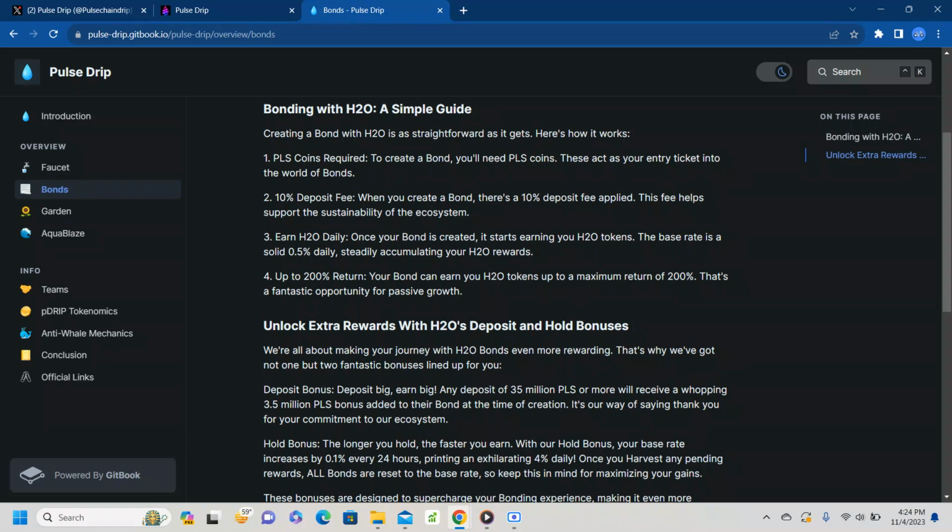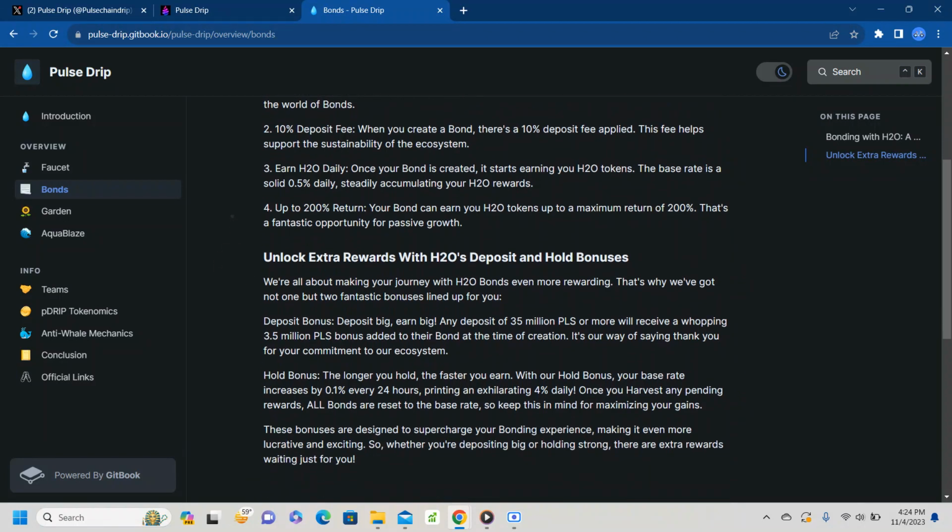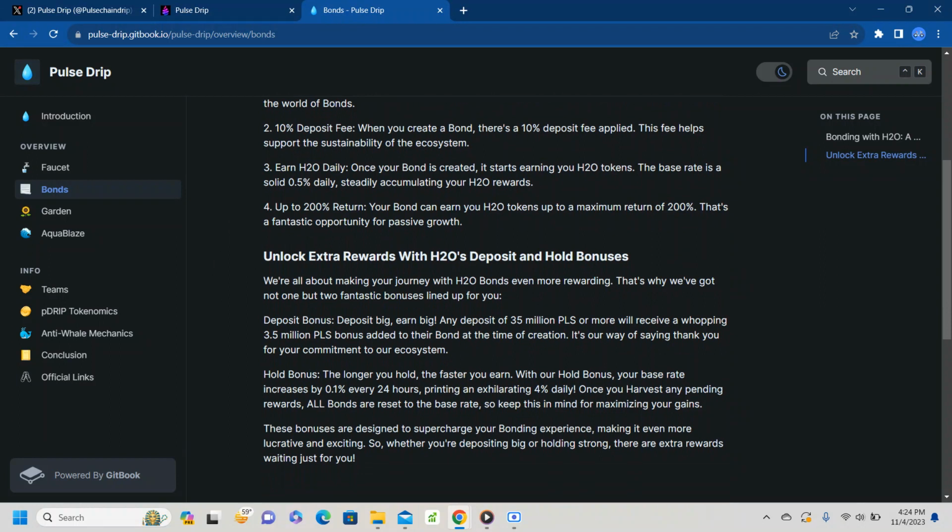There's a 10% deposit fee. When you create a bond, there's a 10% deposit fee applied. This fee helps support the sustainability of the ecosystem. So my guess is that 10% deposit would probably go back to H2O, but we will need to get confirmation from Hustleman Matt there.